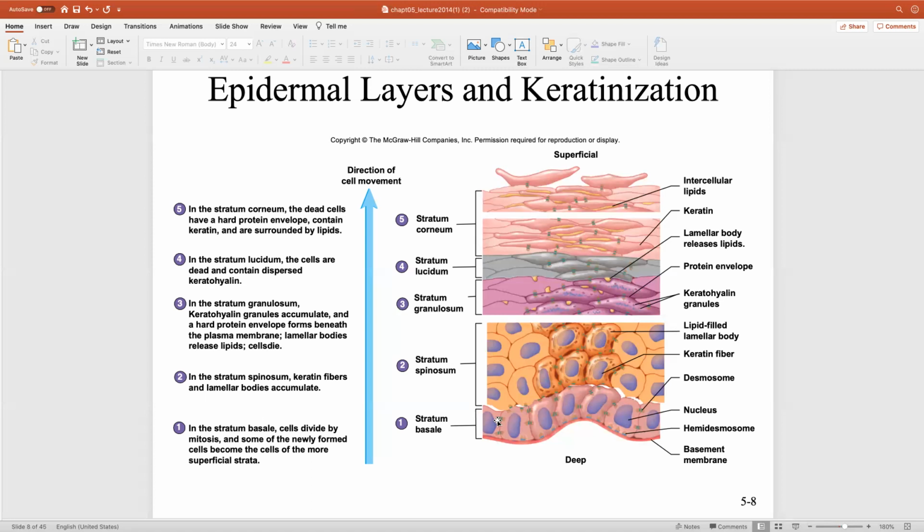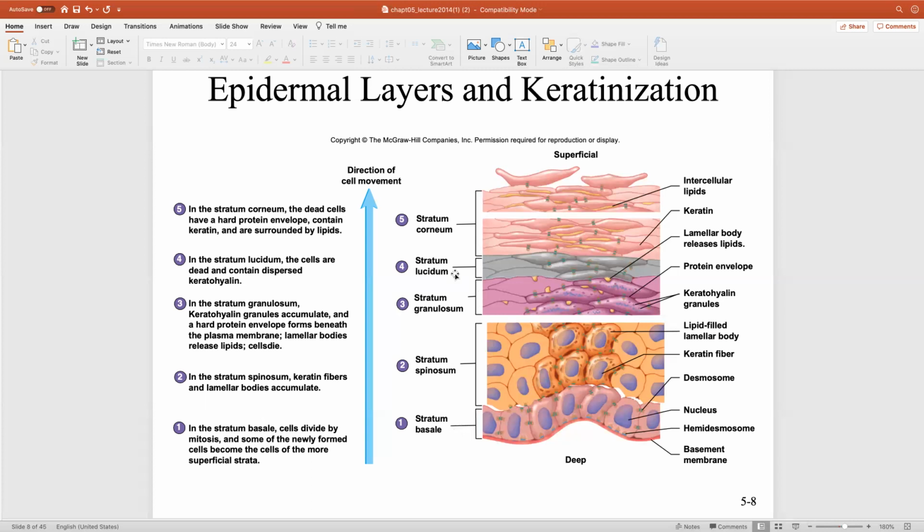So what happens with the stratum basale is this. When we have mitosis, remember, if you get a cut, a lot of these cells will be cut away, so you will need to replace those cells. As long as this bottom layer of cells, the stratum basale cells, is still present, you can heal without having any kind of stitches, without having any kind of scarring.